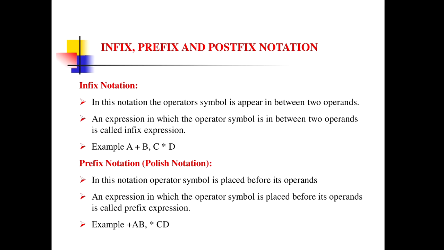And the examples are plus AB, star CD. Now you see that the plus is the operator which is placed before both operands A and B. And similarly for star CD, star is the operator which is placed before the two operands C and D, and it is also called the Polish notation.